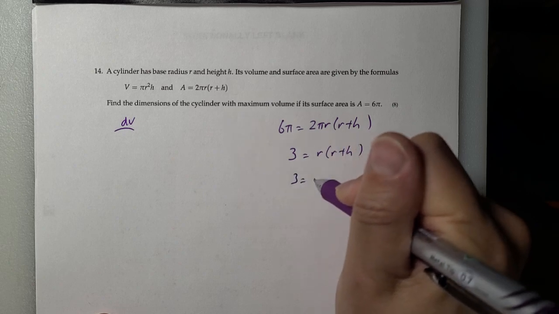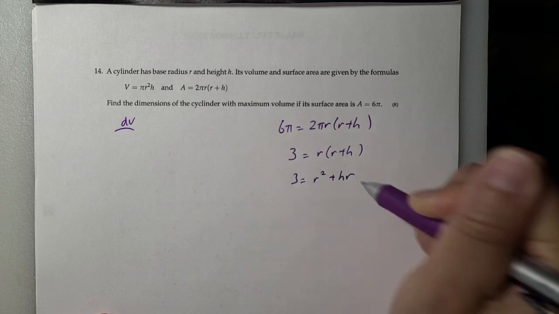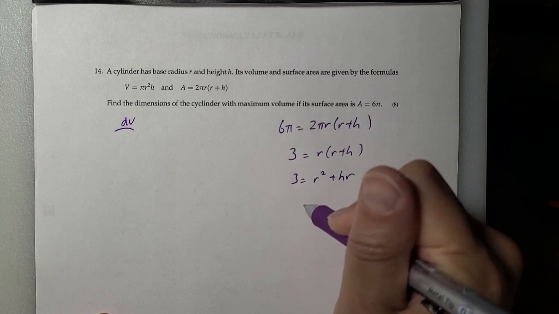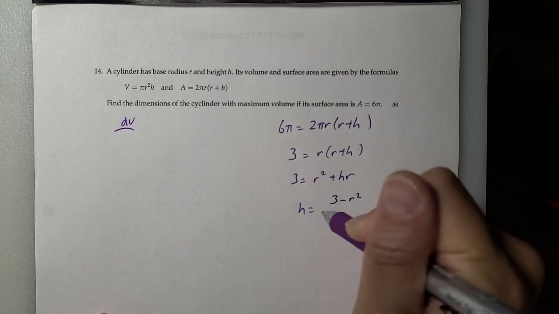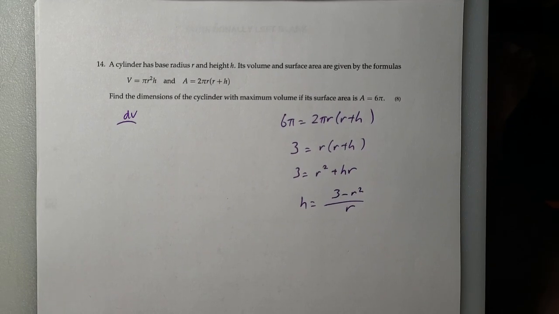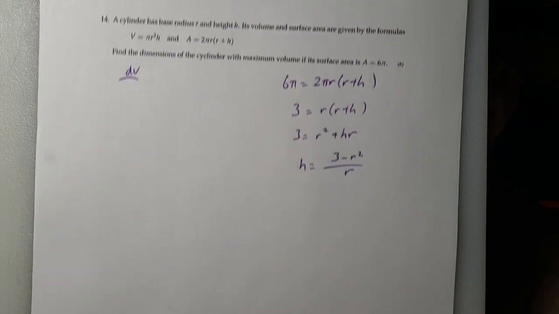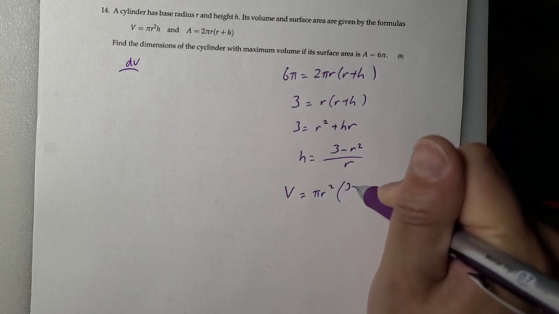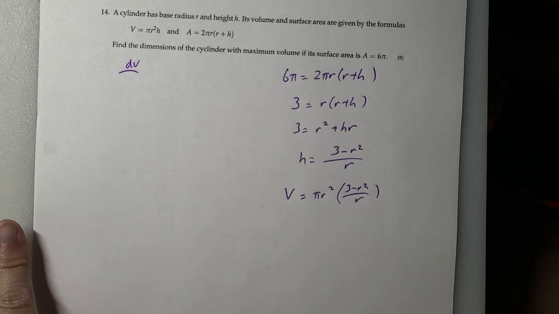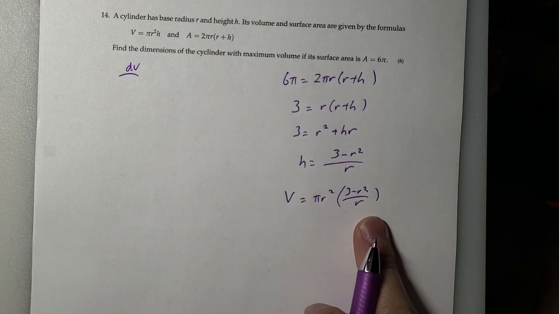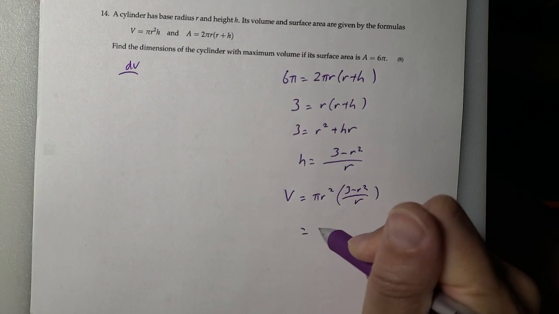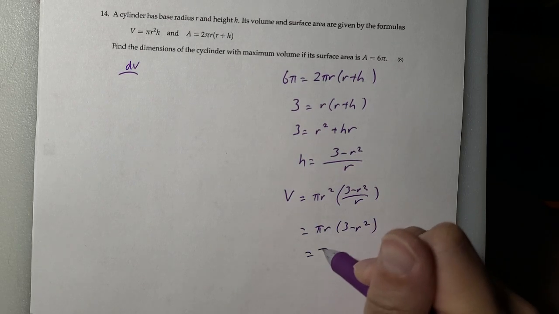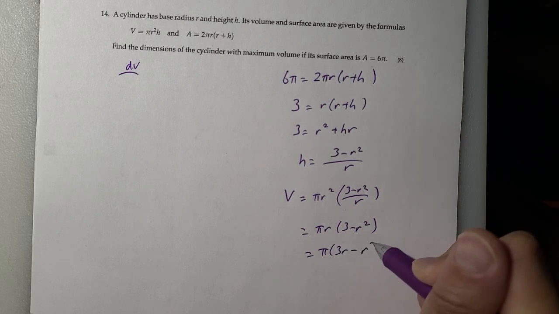So we get 3 is equal to r squared plus h r. Let's solve for h. That'll be h is equal to 3 minus r squared, divided by r. Now we can write V is equal to pi r squared times (3 minus r squared) over r. Now we eliminated one variable of the two. Let's simplify. That's just pi r (3 minus r squared), or pi times (3r minus r cubed).